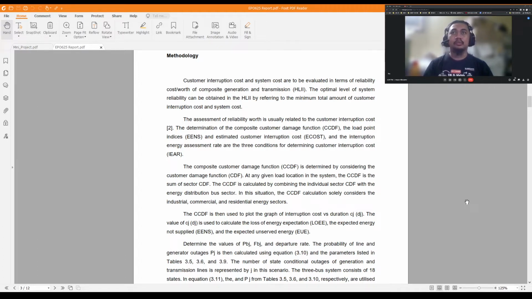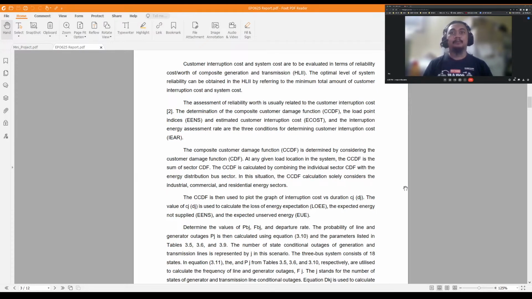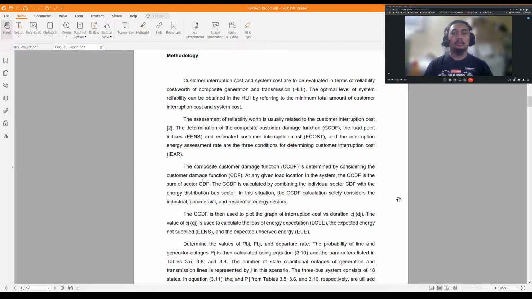The customer interruption costs and system costs will be evaluated in terms of reliability costs and worth of composite generation and transmission, also known as HLII. The optimal level of the system reliability can be obtained by the HLII by referring to the minimum total amount of customer interruption costs. Most of this will be explained by my partner Ron later in the result and discussion.